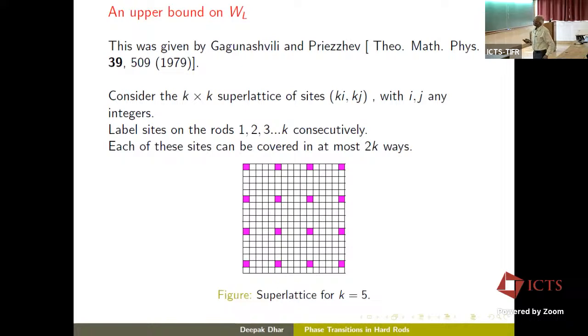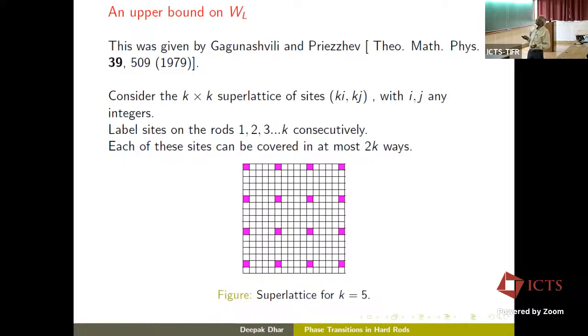So I number the ways I cover it 1 to 2K, and say this one is covered in this way, this one is covered in this way, and so on. You specify the covering of each of the purple squares. So that is 2K for each. Now the question was, if you specify the covering of each of the purple ones, can this covering be completed correctly?